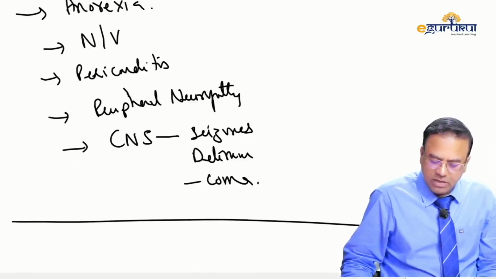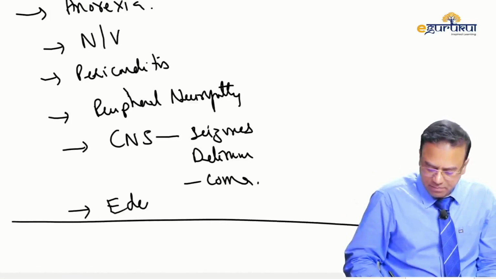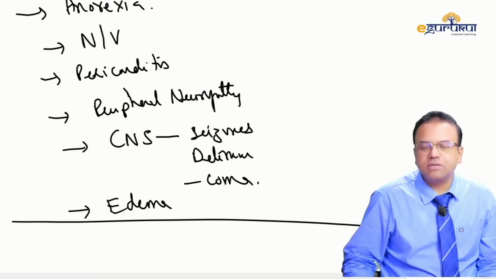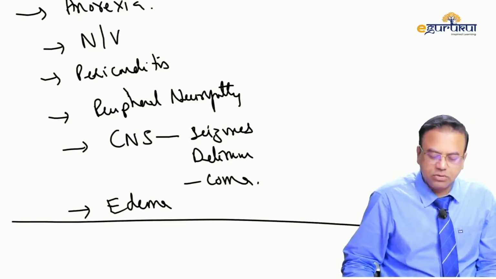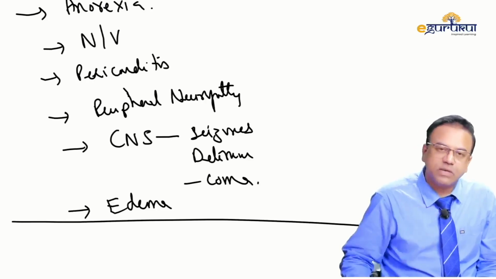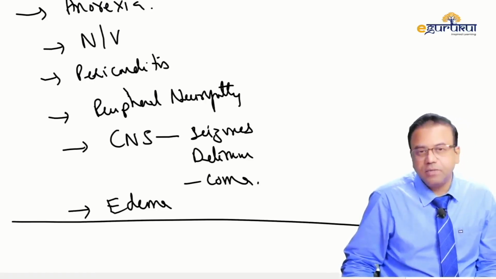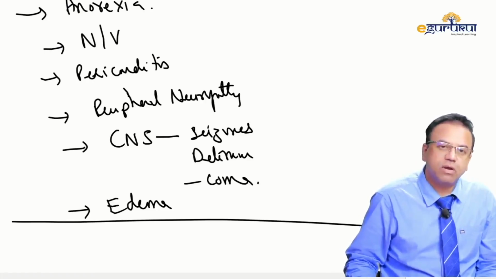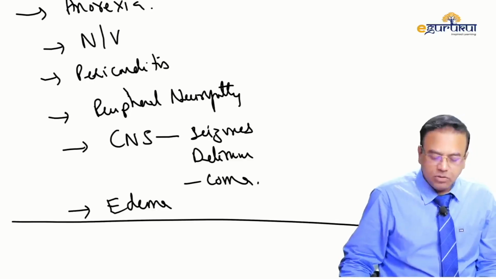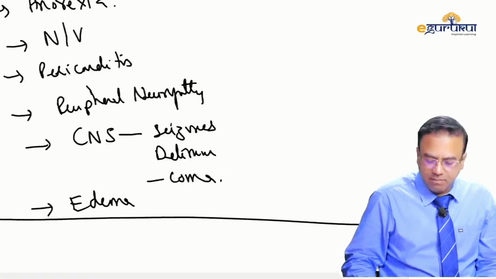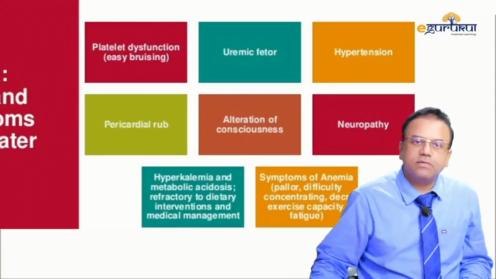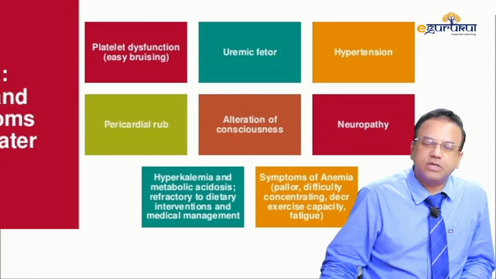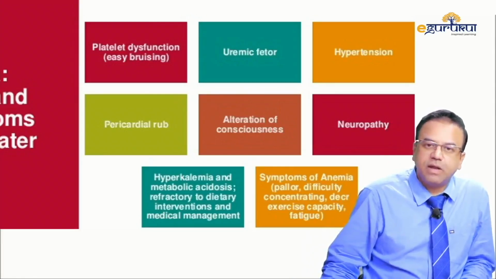So obviously apart from this, pulmonary edema, dyspnea, all these can also be there. So they're all important uremic symptoms. So when patients start developing these uremic symptoms and clinical examination shows uremic fetor, this is the breath that this patient has got, or they have got a pericardial rub, this is a very important marker to suggest that the patient has got clear signs of uremia now. So these are basically all these things: the platelet dysfunction, okay, you can take a look at this, platelet dysfunction, uremic fetor, hypertension, neuropathy, altered consciousness, pericardial rub.